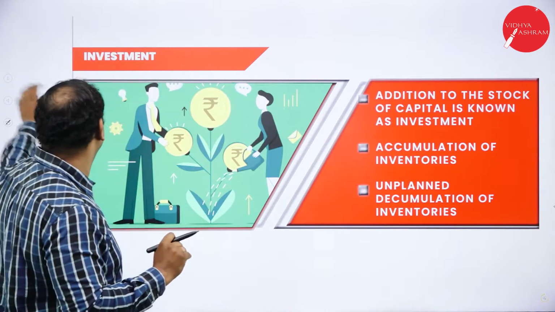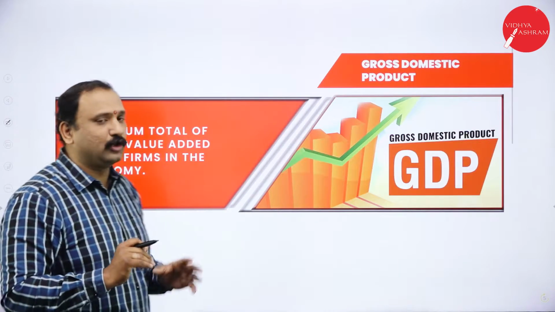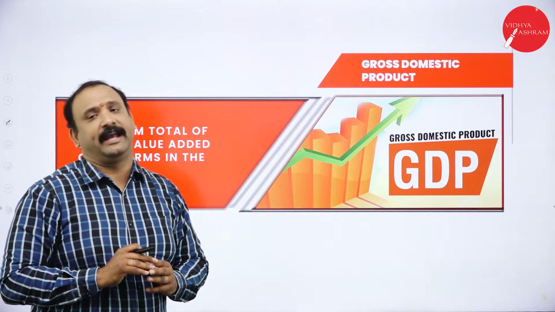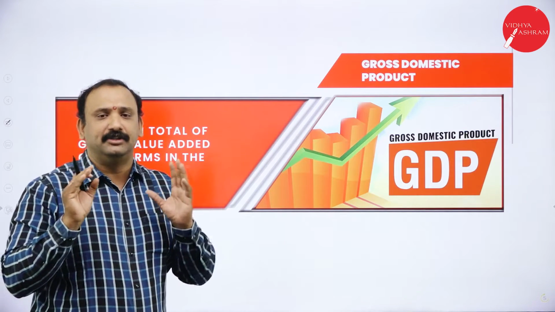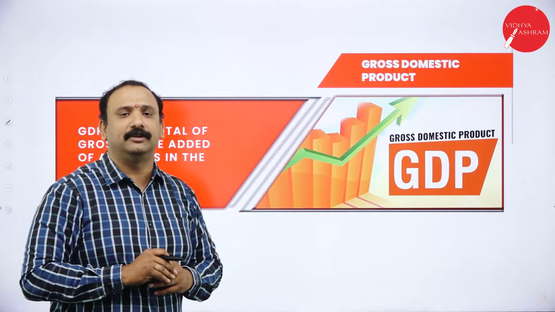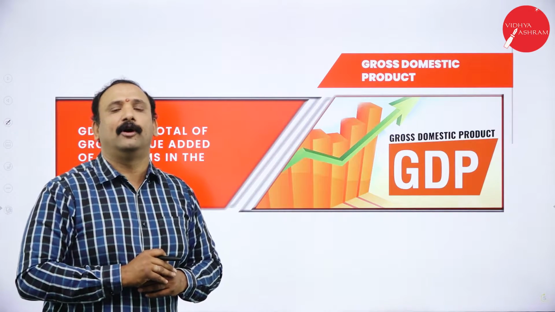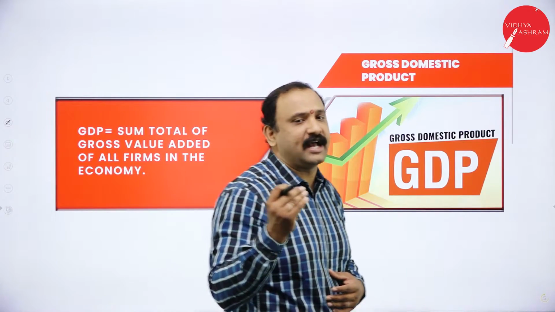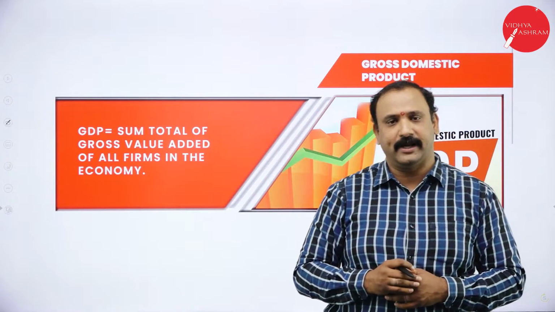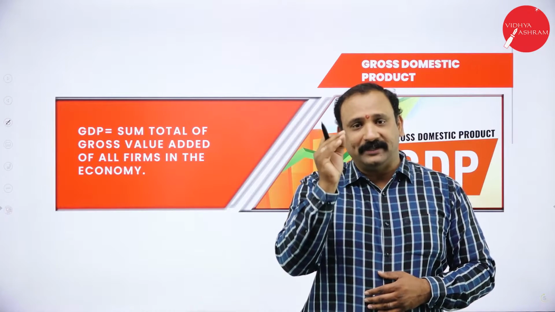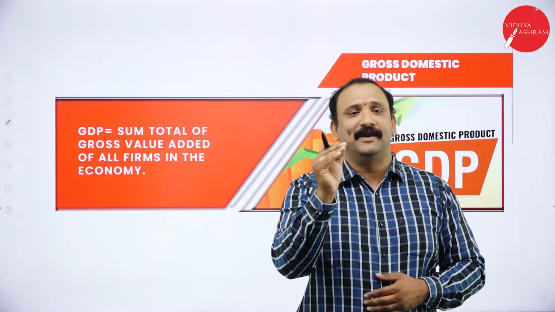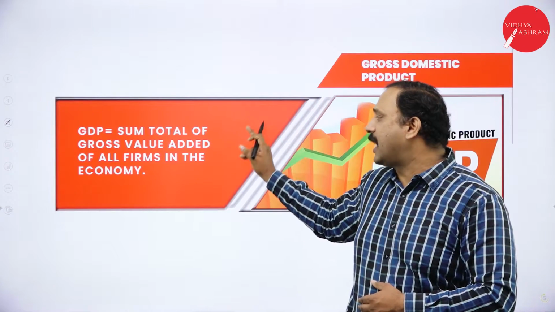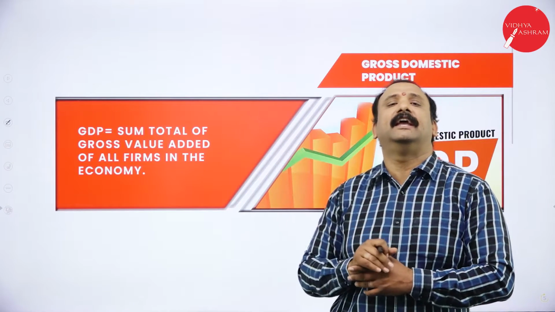Now moving forward, we have the gross domestic product, the most interesting factor of economics. Everybody in this world is interested to talk about this one single topic called GDP. What is this GDP? Now everybody knows GDP stands for gross domestic product. But if you are going to define GDP in economics, it is equal to the sum total of gross value added of all firms in the economy.